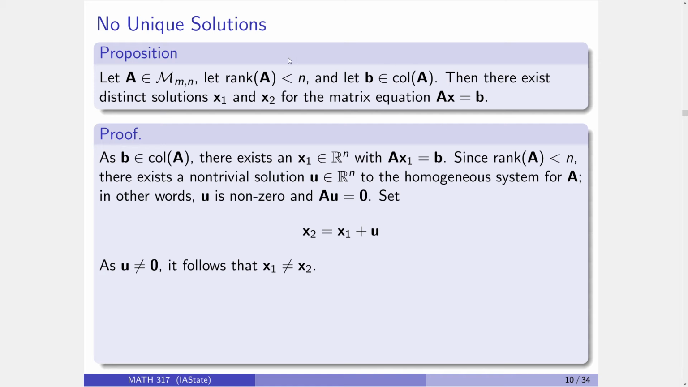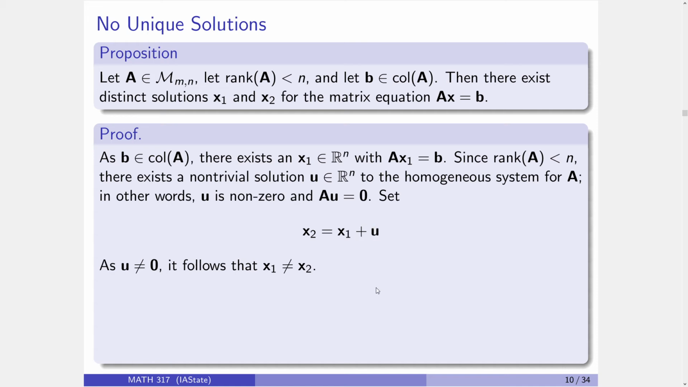Okay, so we're trying to prove that if the rank is not full, then there are distinct solutions, and thus there must be infinitely many. Being in the column space means that we have a solution. And now if the rank's not full, we know that there is a non-trivial solution to the homogeneous system. So we do the homogeneous solution plus the solution I've already found.